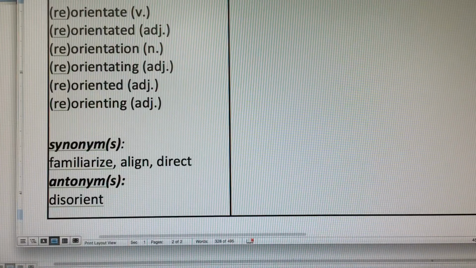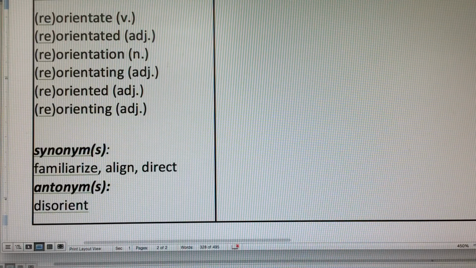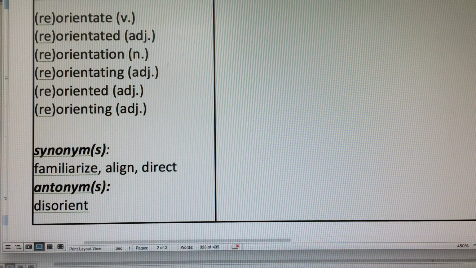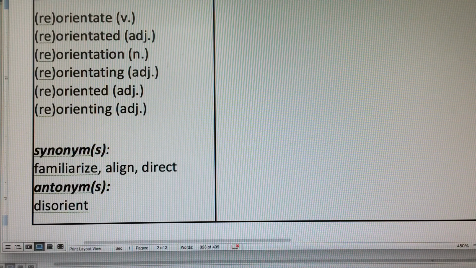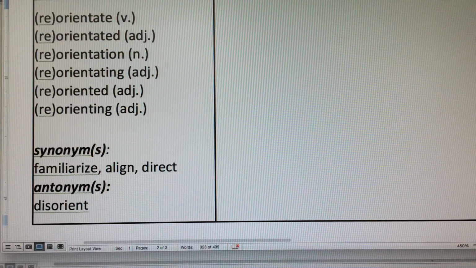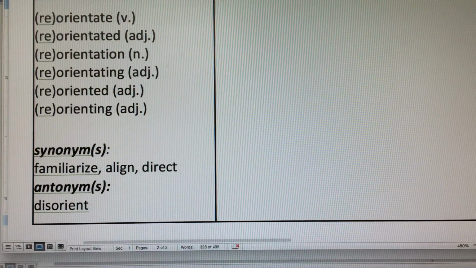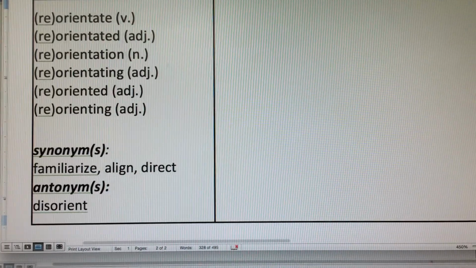You have three synonyms: familiarize, to make familiar, align, and direct. And you have one antonym here, disorient. Okay, the opposite. If you make someone confused, you disorient them. And that is your level 2 academic word for today. Write an original sentence using orient as a verb, and be sure to give an illustration. Happy studying.